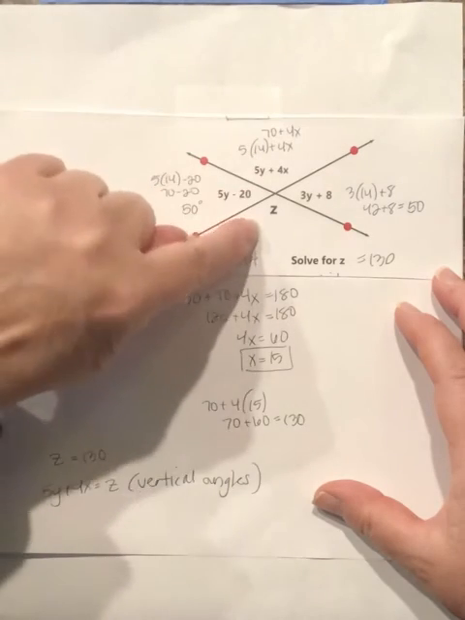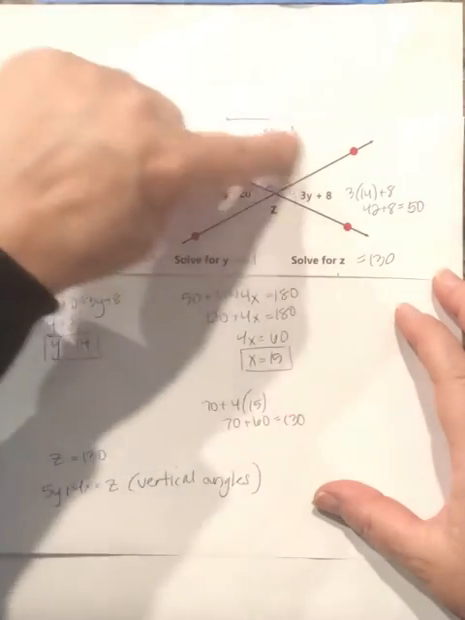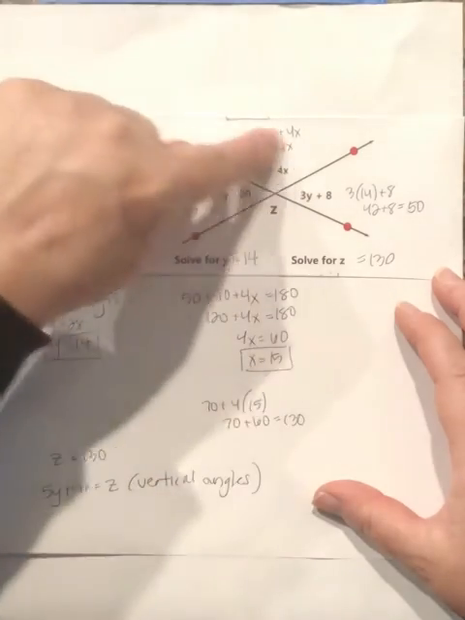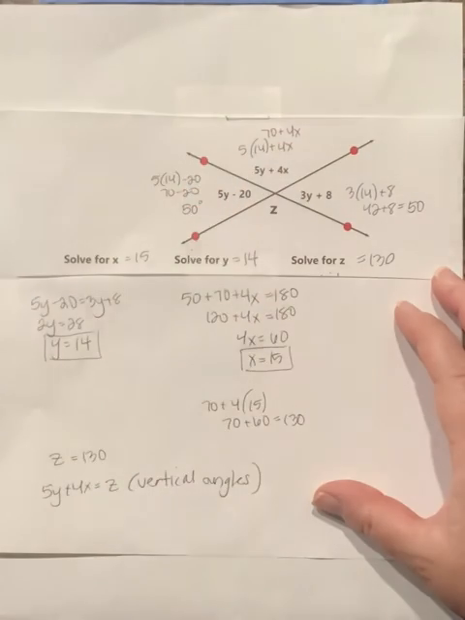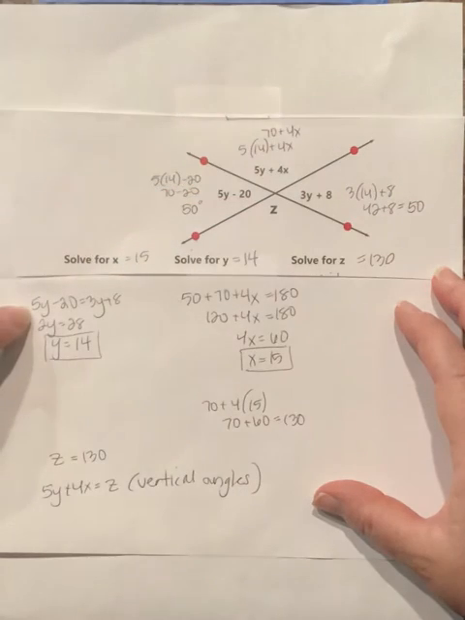Everything else I would look at, these two vertical angles, I would actually have three variables. This linear pair, I would have two variables. This linear pair, I would have two variables. This one, I would have two variables. And this one, I would have two variables. So these vertical angles were my starting point. I know that 5y minus 20 equals 3y plus 8. And I solve, and I get y equals 14.